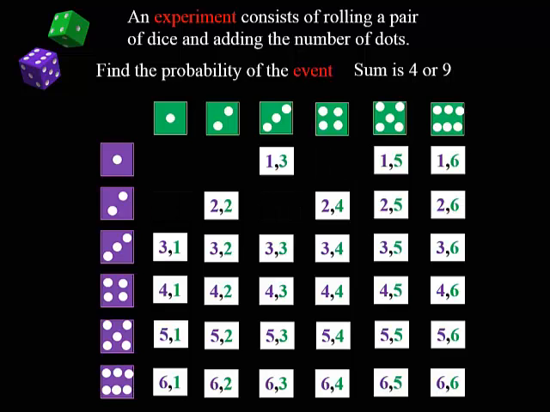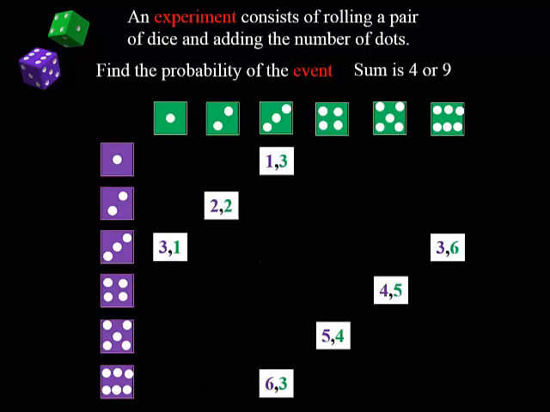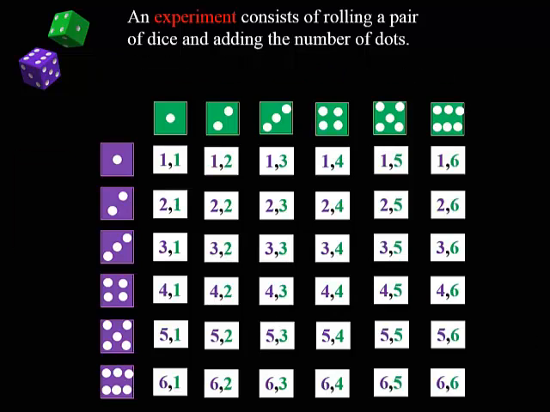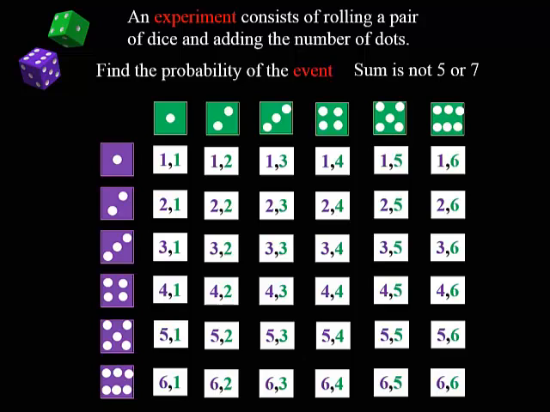Take out the ones that don't add up to 4 or 9. All of these add up to 4 or 9. Count the box. There's 7 out of the 36. Look at this. What is the probability the sum is not a 5 or a 7?